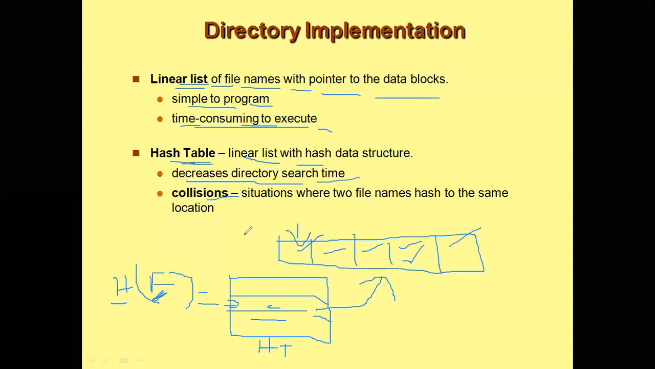And one problem is with respect to collision. Sometimes it can so happen that if you have two files and when you perform a hash function on them, it may result in the same value, and this is called a collision. Collision is the situation where two file names hash to the same location. The solution to collision is using linear probing, or there is a method called a chained overflow hash table that can be used to avoid collisions. But a hash table is more effective than a linear list, because we apply a hash function which decreases the search time for a particular file.